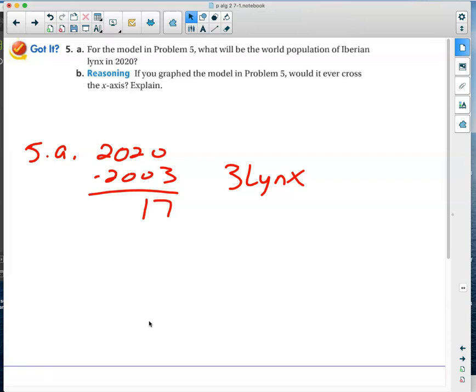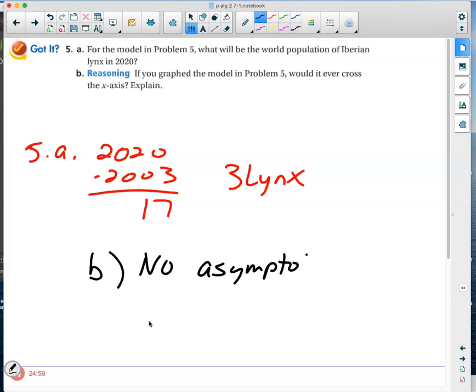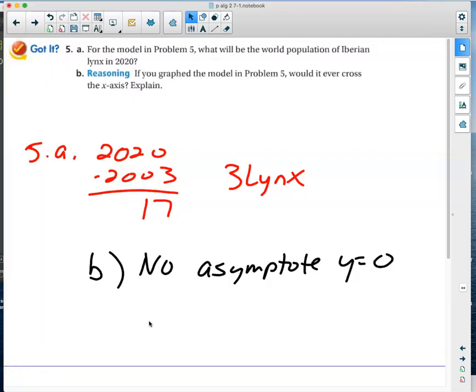Now B is an interesting question because it says if you graph that model, which we did, would it ever cross the x-axis? Would it ever actually get to 0? It'd be like an asymptote for us. So for our graph, it would be no. In reality, the answer is yes, but our graph, no. And that's because we had an asymptote at y equals 0. And exactly, in a word problem, you can't have a negative amount of links, so you can't dip below that, which makes sense that our model is working for it.